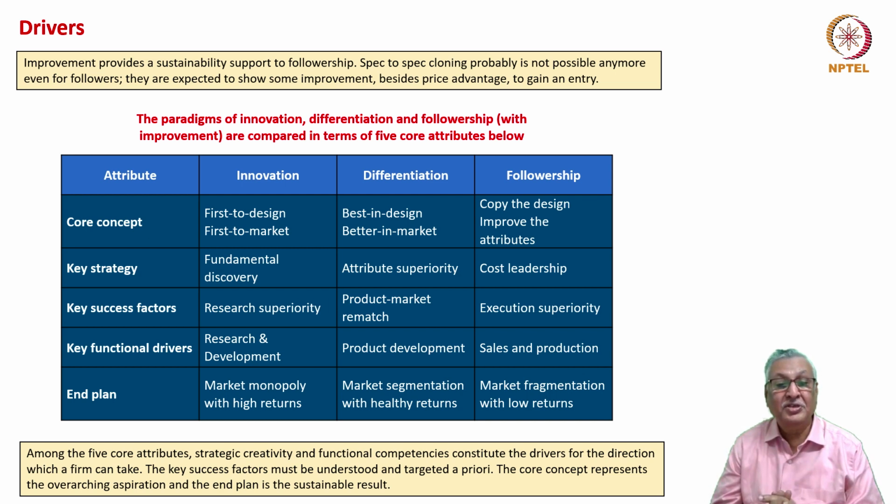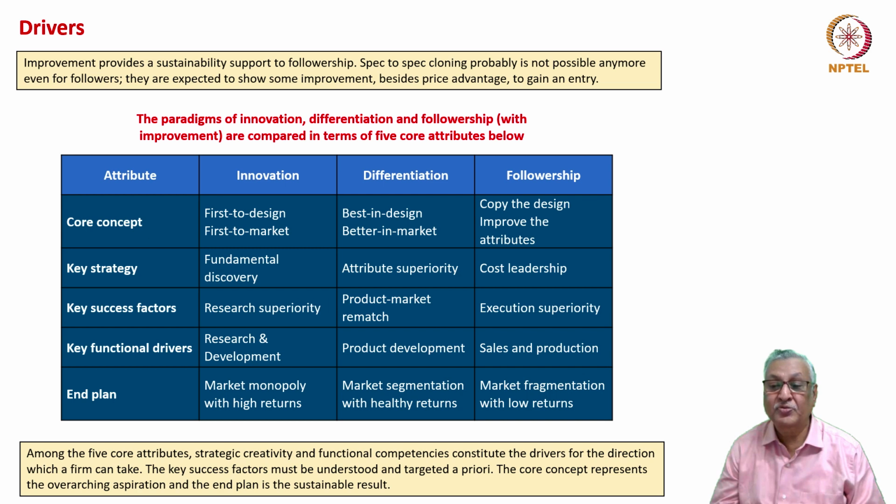In the concept of differentiation, the design will be best in class, that is best in design, and it should be better in market in terms of the customer perception. And that happens in many cases when the feature is better for the consumer than the feature offered by the innovator. In followership, the core concept is copy the design and improve the attributes. Key strategy of innovator is fundamental discovery. Key strategy of differentiator is attribute superiority, and that of the follower is cost leadership.